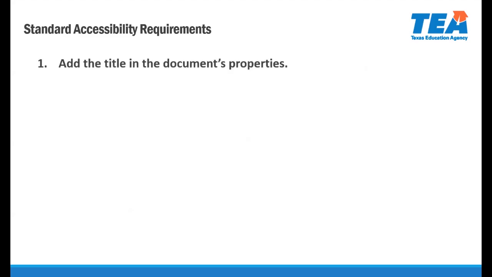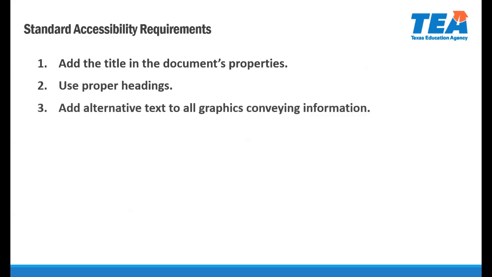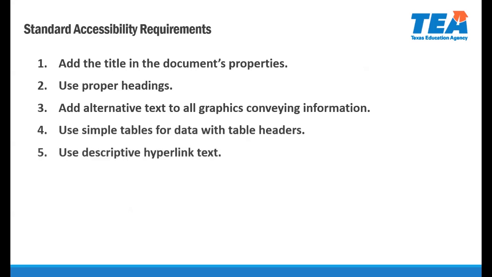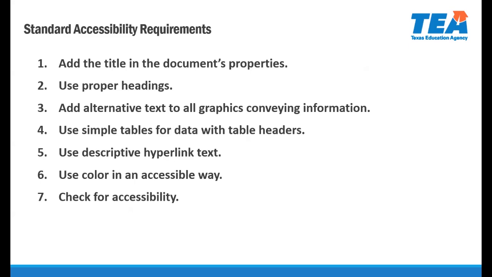Add the title in the document's properties. Use proper headings. Add alternate text to graphics conveying information. Add table headers to tables. Use descriptive links. Use color in an accessible way. And always check for accessibility.